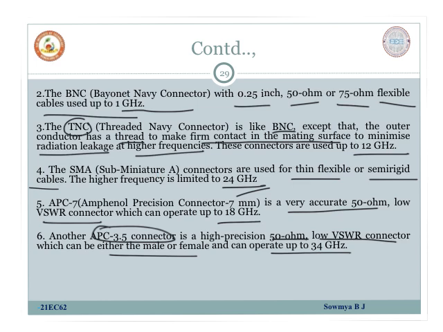Next is sub-miniature A. For thin, flexible or semi-rigid cables it is used. Higher frequency is limited to 24 gigahertz. Next is APC7 Amphenol precision connector 7 mm, very accurate 50 ohms, low VSWR connector, operate up to 18 GHz. Next is APC 3.5 connector, high precision 50 ohms, low VSWR connector, either male or female it can be, and operate up to 34 GHz.